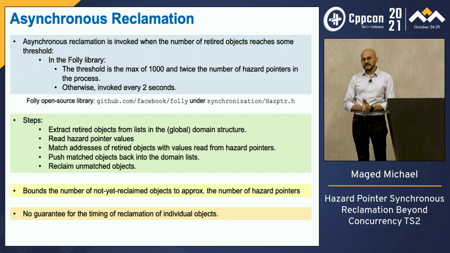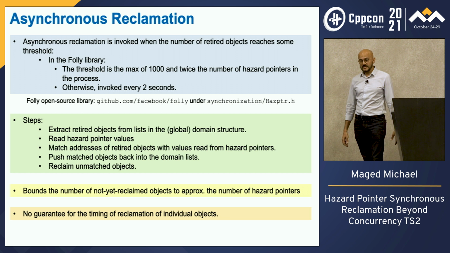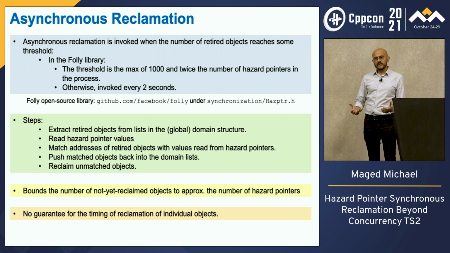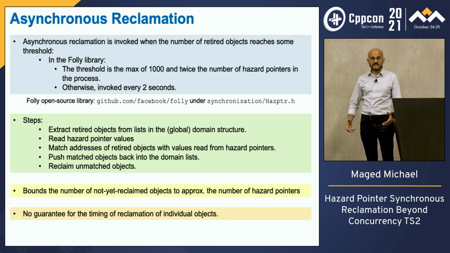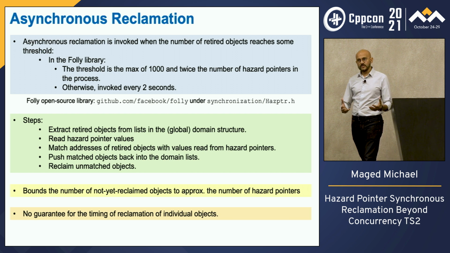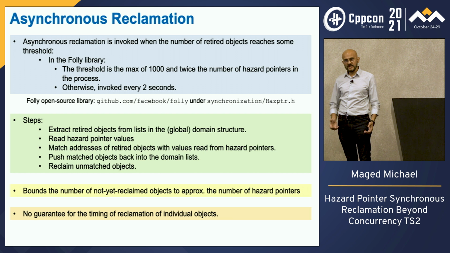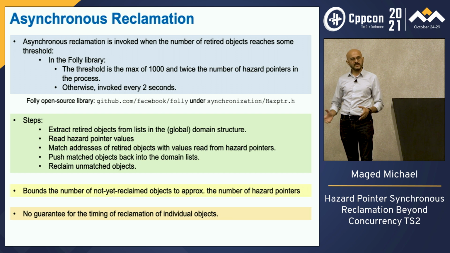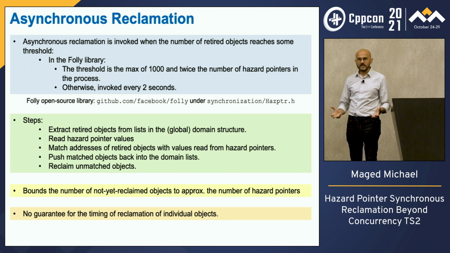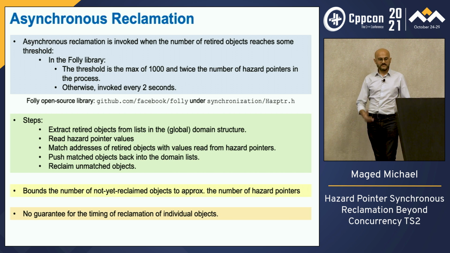So asynchronous reclamation, in the implementation in the Folly library, which is open source, gets invoked whenever we accumulate some number of objects that are retired and not yet determined to be reclaimable or not. To amortize it and take constant time per object, we accumulate twice as many objects as the number of hazard pointers in the process. We cannot protect more than the number of hazard pointers, so if we accumulate twice that, we know we'll at least reclaim as many.